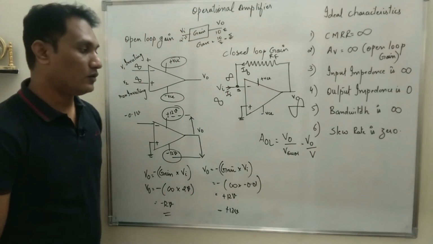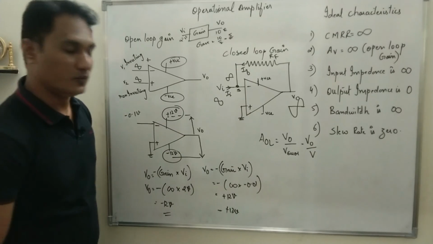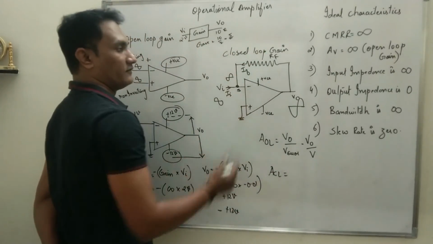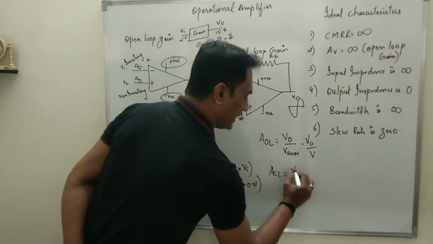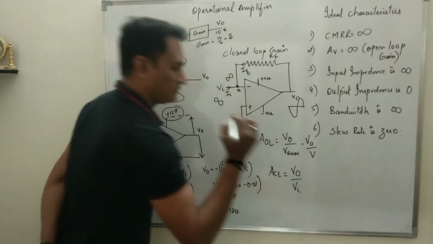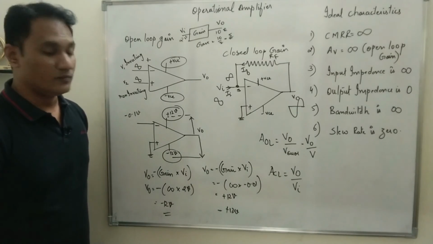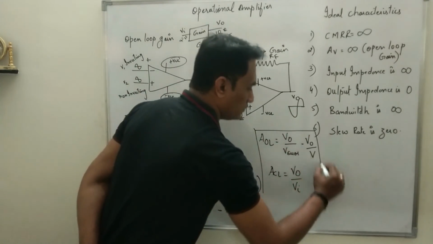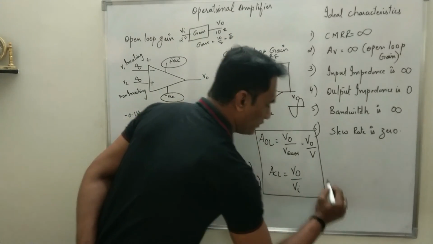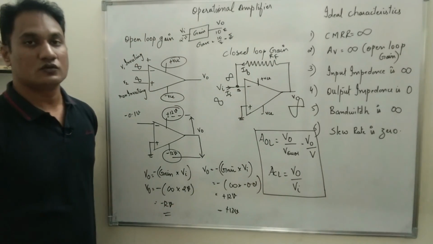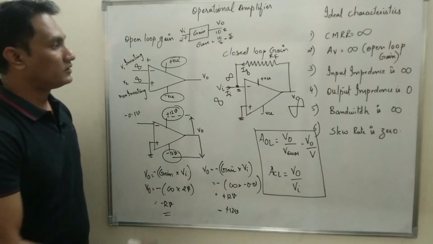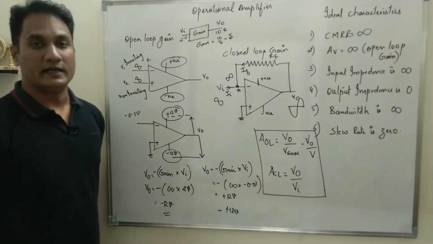So AOL is V0 upon V, and ACL, as the gain is finite, is nothing but the output voltage upon the input voltage. So you have to remember these two formulas, open loop gain and closed loop gain. This is all about the concept of open loop gain and closed loop gain.